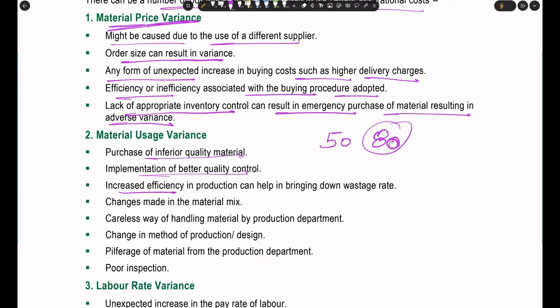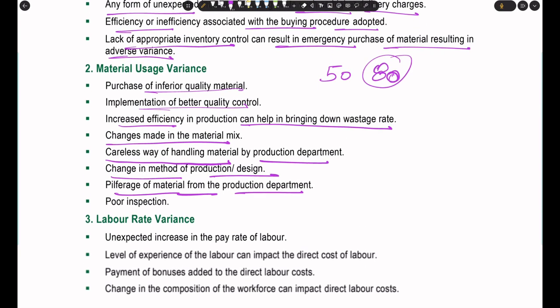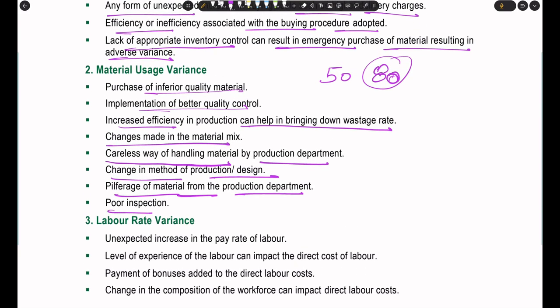Then increased efficiency in production can help in bringing down the wastage rate, because rightly said. And changes made in the material mix, careless handling of material by the production department, change in method of production or design, and pilferage of material from the production department. Okay, then poor inspection, this can also relate. So everything that is related to the material or the quantity, the stock in the organization, you can directly say that this is the reason for material usage variance.